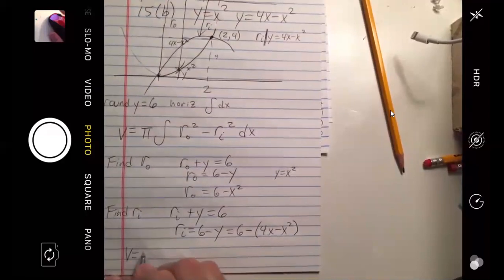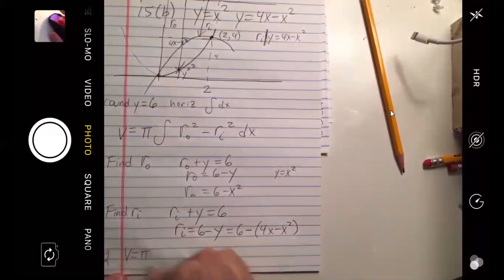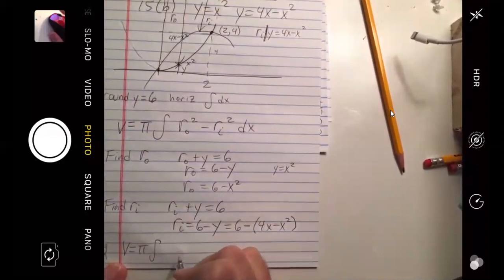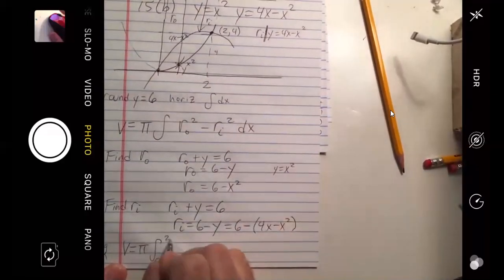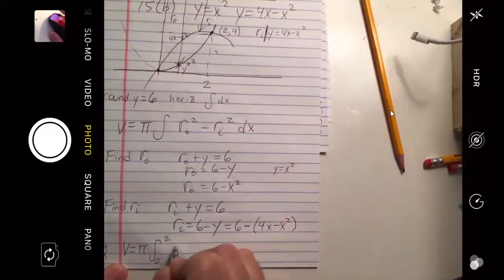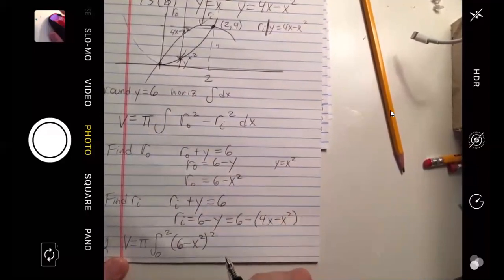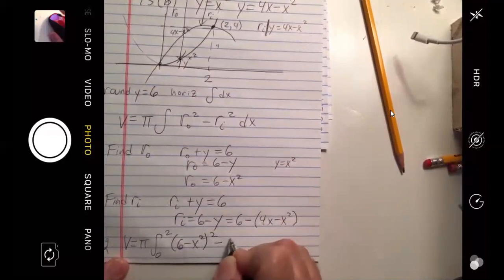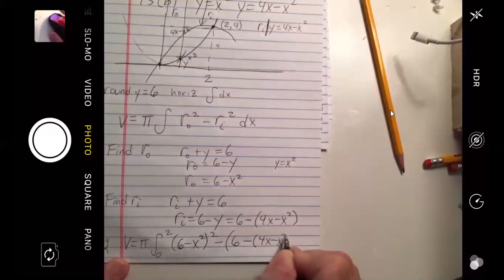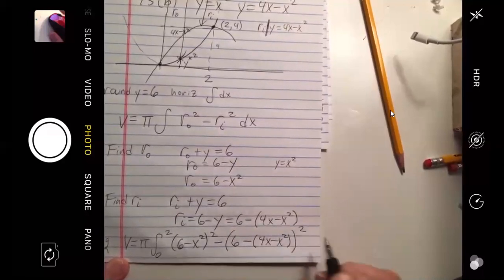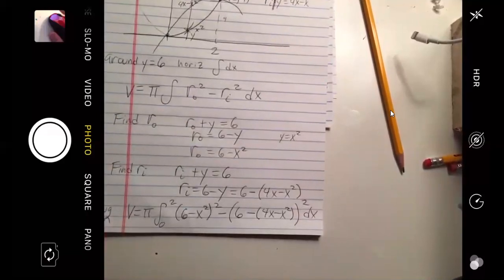Plugging in pi, plug in integral. You're back to 0 to 2 because you're in dx, 0 to 2. Outer: (6 minus x squared) squared. Inner: minus parentheses 6 minus (4x minus x squared), close, close, squared, dx. See how much nastier that one is?